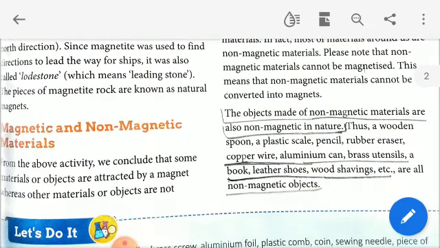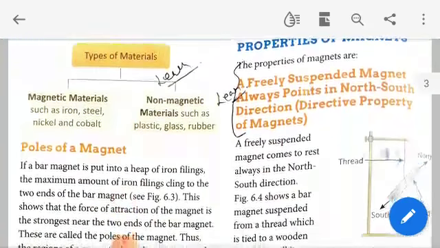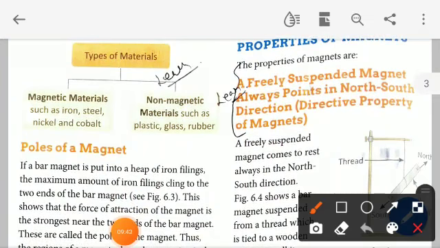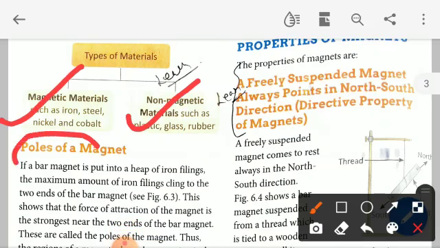Fine, now we will move to types of material. This is given here. As we already discussed, iron, cobalt and nickel are known as magnetic materials, and other than iron, steel, cobalt and nickel, those materials are known as non-magnetic materials. Now we will come to what are the poles of a magnet.